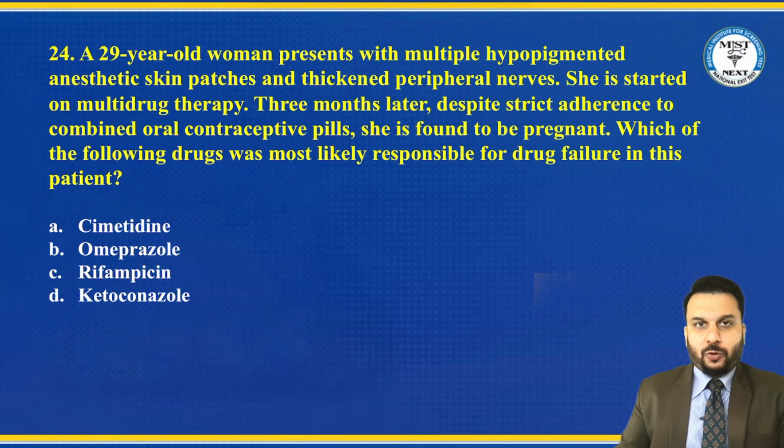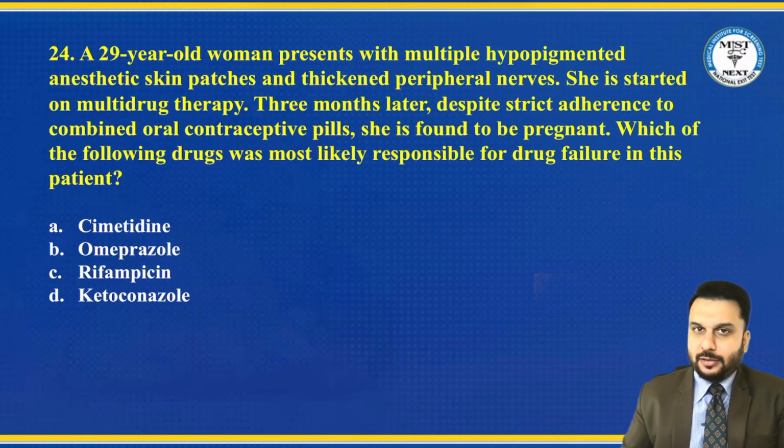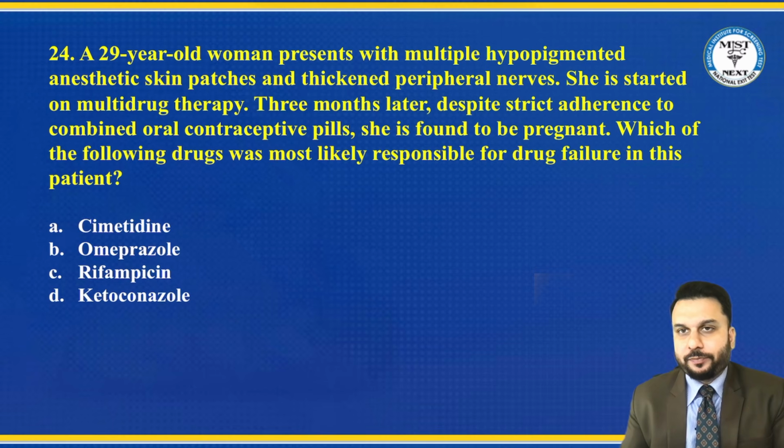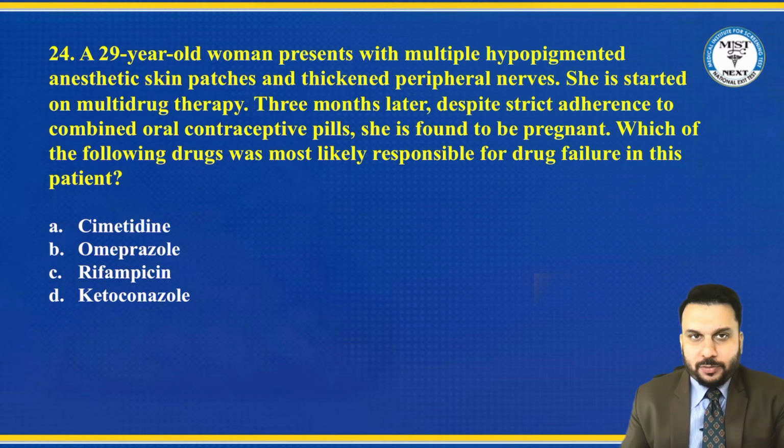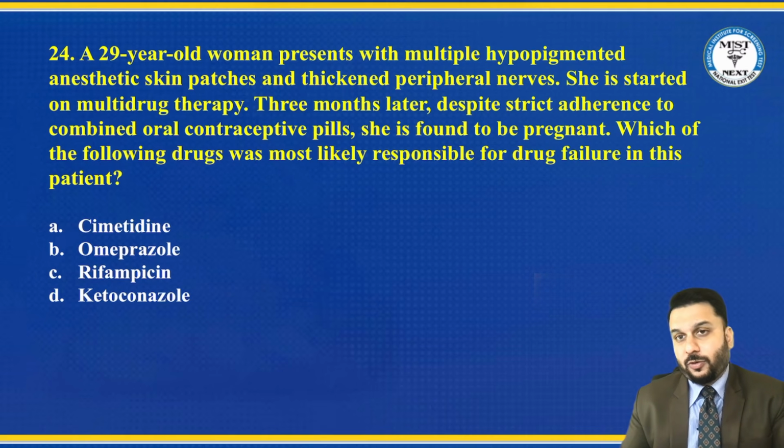A 29-year-old woman presents with multiple hypopigmented anesthetic skin patches and thickened peripheral nerves. She is started on a multiple drug therapy. 3 months later, despite strict adherence to combined OCPs, she is found to be pregnant. Which of the following was most likely responsible for the drug failure in this patient?